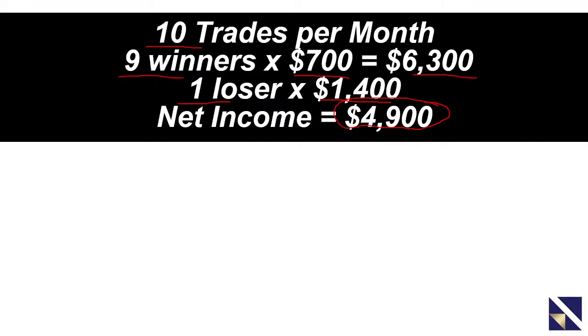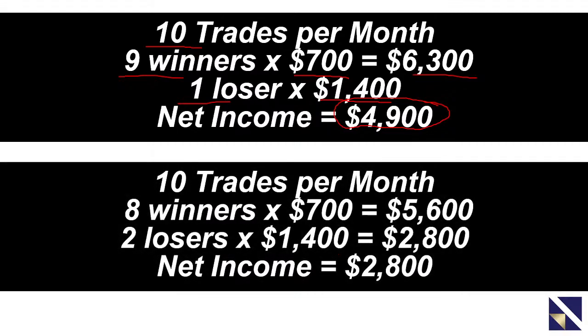Well, what if things weren't as good? What if you weren't 90%? What if you were 80%, which is on the lower end of the scale for us, for this system, the S&P system? 10 trades, 8 winners, $700 each, $5,600, 2 losers, $1,400 loss each. You lose $2,800, netting $2,800.